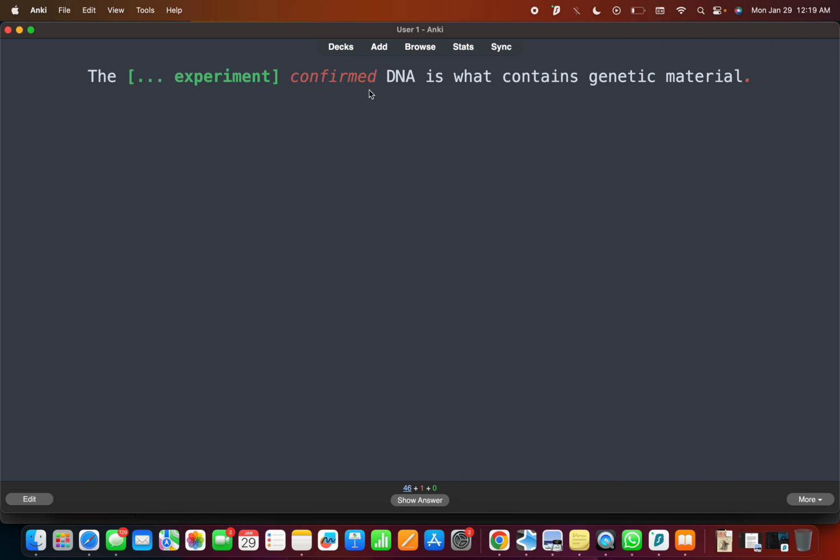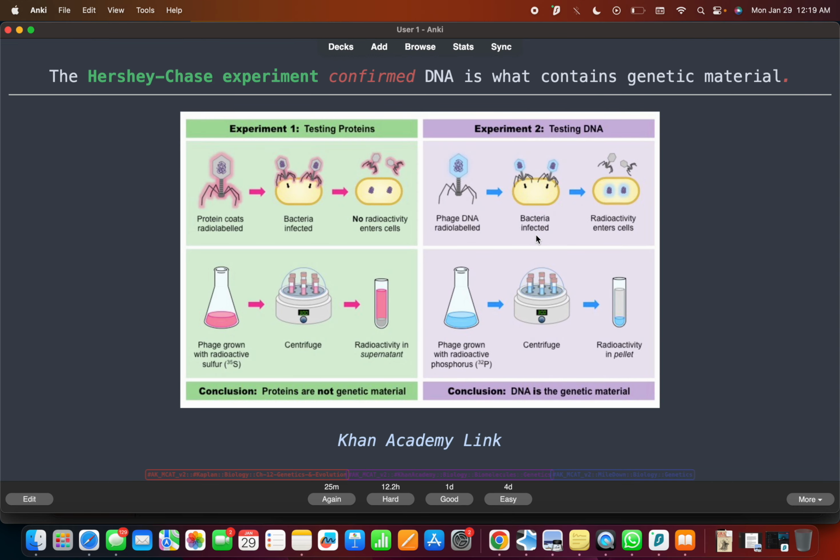And what experiment confirmed DNA is what contains genetic material? This should be the third one. The Hershey-Chase experiment. So it confirmed it, basically.